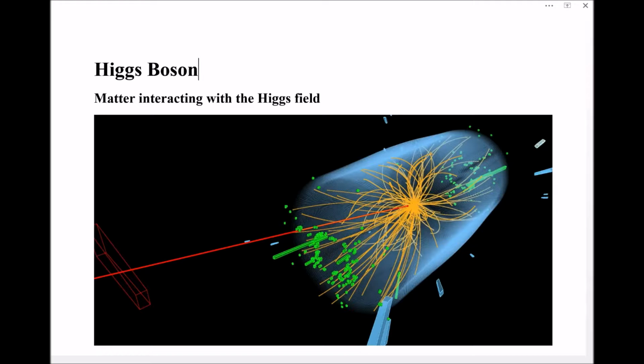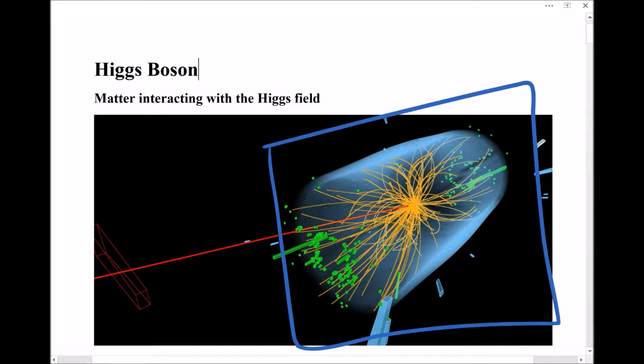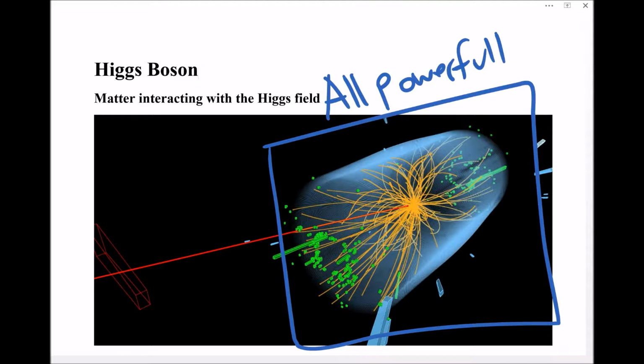So here is a picture of what matter interacting with the Higgs field would look like if we could see it. Now, the Higgs boson and the Higgs field go hand in hand, and the theory says that matter gets its mass from the way it interacts with the all-powerful Higgs field.